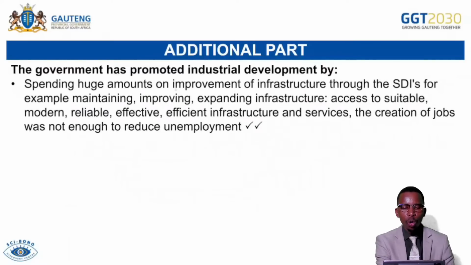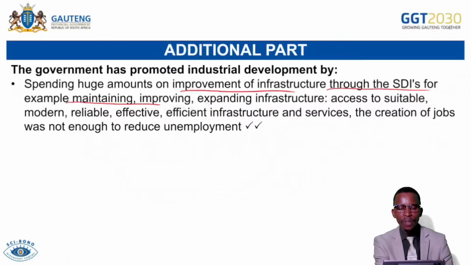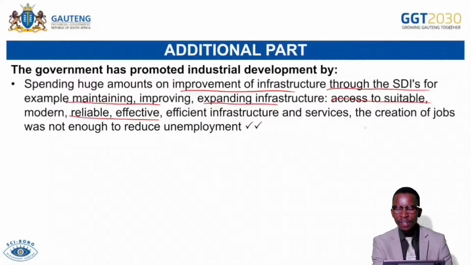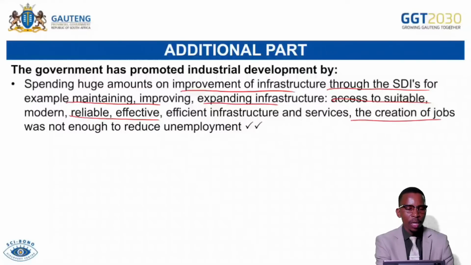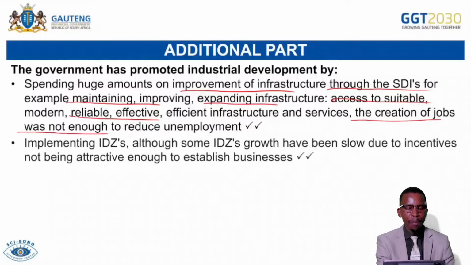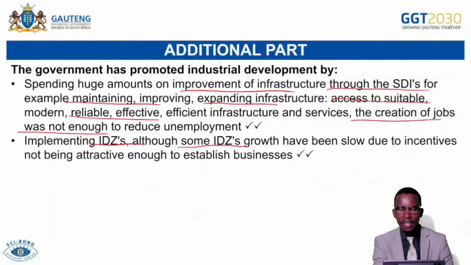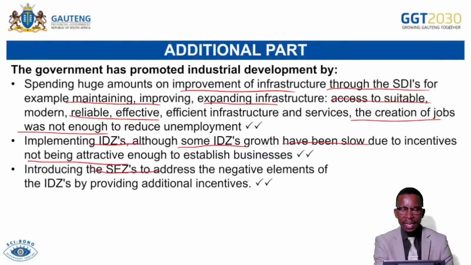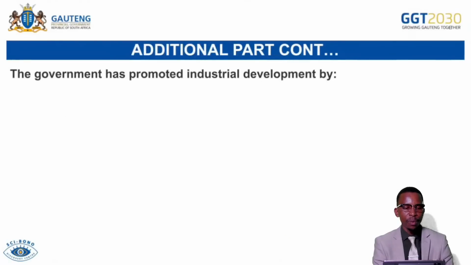And then spending huge amounts on improving infrastructure through SDIs, for example, maintaining, improving, and expanding infrastructure, access to suitable, modern, reliable, effective, and efficient infrastructure and services. The creation of jobs was not enough to reduce unemployment. Implementing ITZ, although some ITZ growth has been slow due to incentives not being attractive enough to establish businesses. Introducing SEZ to address the negative element of ITZ by providing additional incentives to all businesses, even locally based businesses, small businesses, etc. And then we continue.